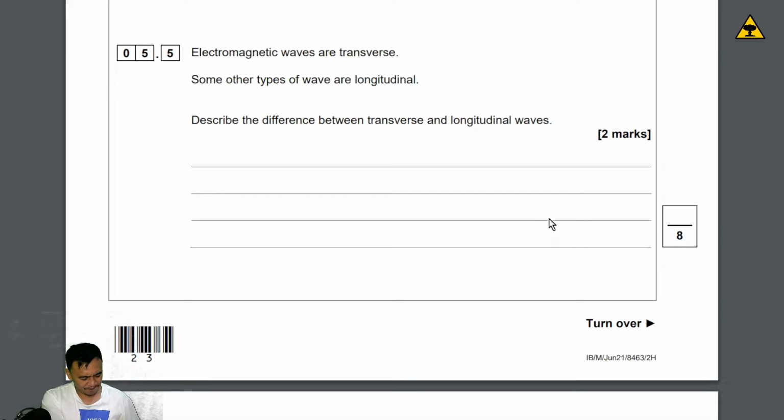Perpendicular to the direction of energy transfer. Okay. And for longitudinal? They are parallel to the direction of energy transfer. Correct. Okay, that's it. Actually, that's how you would state the difference. Always go to the definitions.